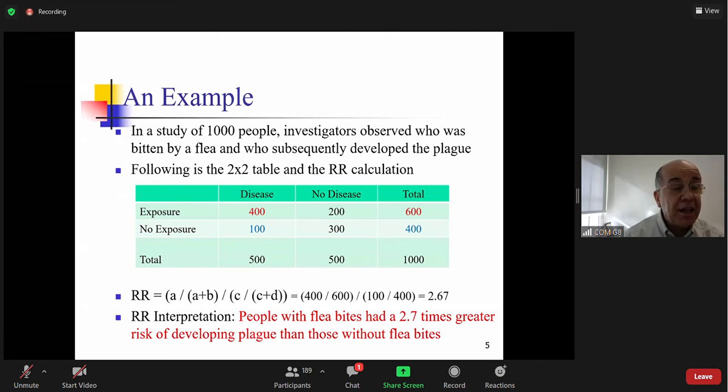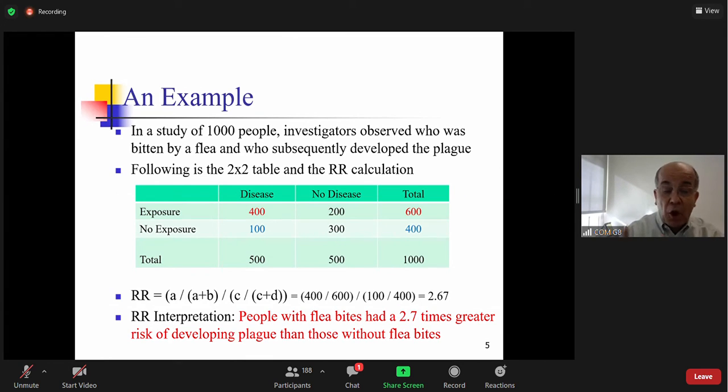Okay. Example. So now we can tell, I can tell whether I explained it well or not. Let's say we have a study of 1,000 persons. The investigator observed, in this study, the investigators, you guys, the physicians, observed who has been bitten by a flea. This is an example about being bitten by a flea and catching a disease called the plague. And you know that the plague is a very nasty disease. You can catch it if you get bitten by a flea. And who subsequently developed the disease.